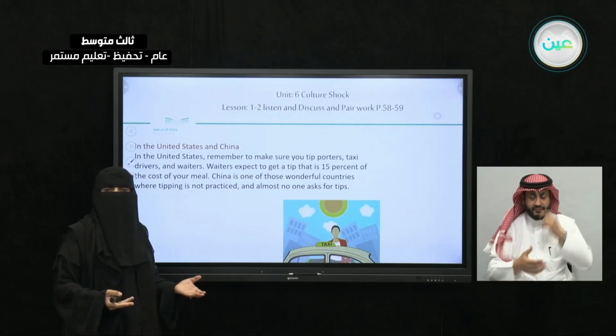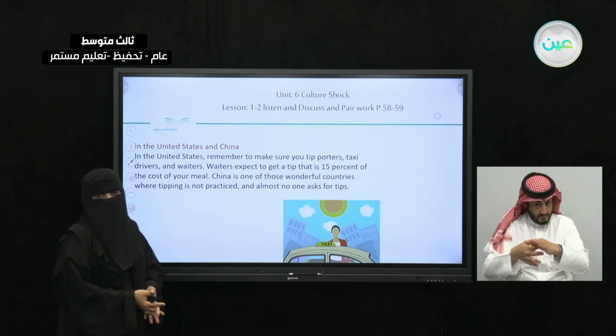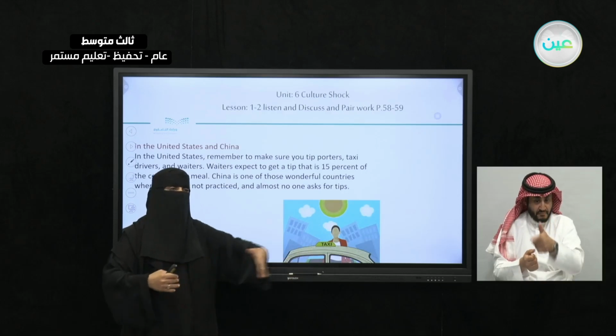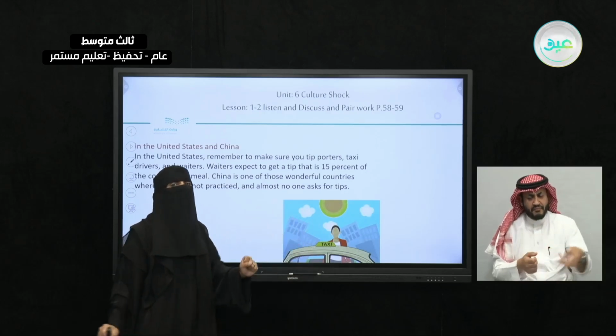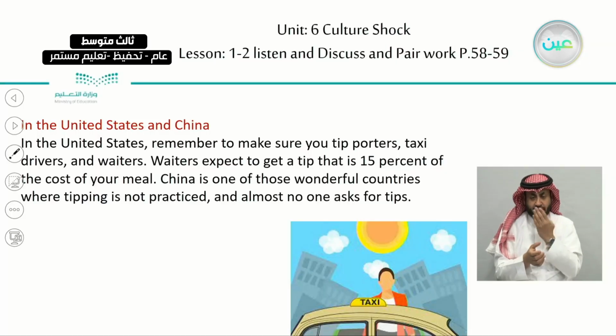Now let's see the part which is related to the United States and China. What do you think the United States and China have in common? I don't think they have much in common. Let's see the paragraph. In your book you can see a taxi driver who is angry and the person who's leaving the taxi careless. Right? So let's read this text together.